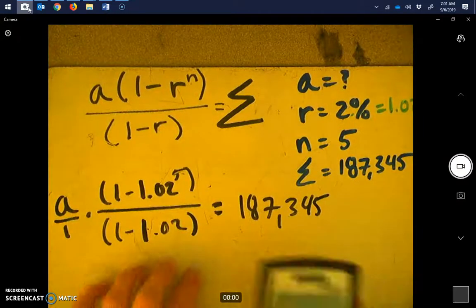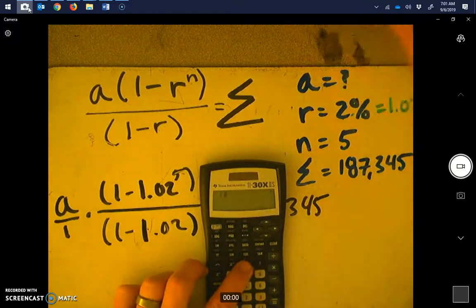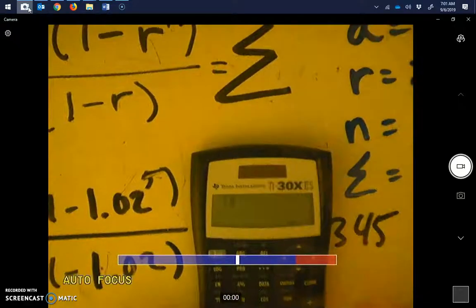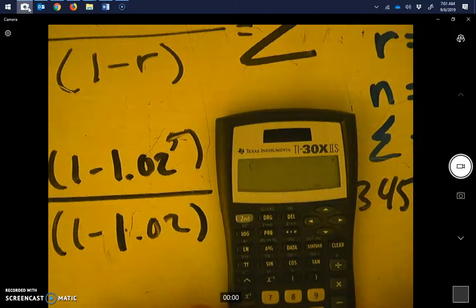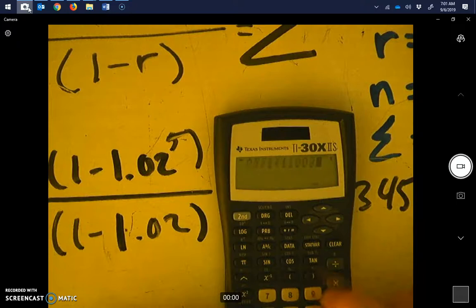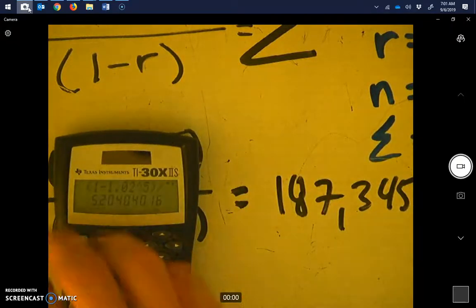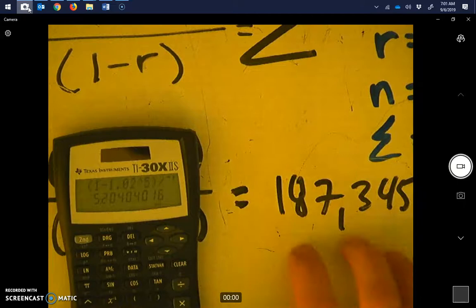Okay, so let's use our calculator now. I'm going to do this entire thing all at once. Make sure you use parentheses where needed. I'm going to zoom in so you guys can see better. So 1 minus 1.02 to the 5th power, close that top off. Bottom is 1 minus 1.02, and close that off. So 5.204, a lot of numbers. So instead of writing that all down, I'm going to just save this in the calculator, which it does automatically.